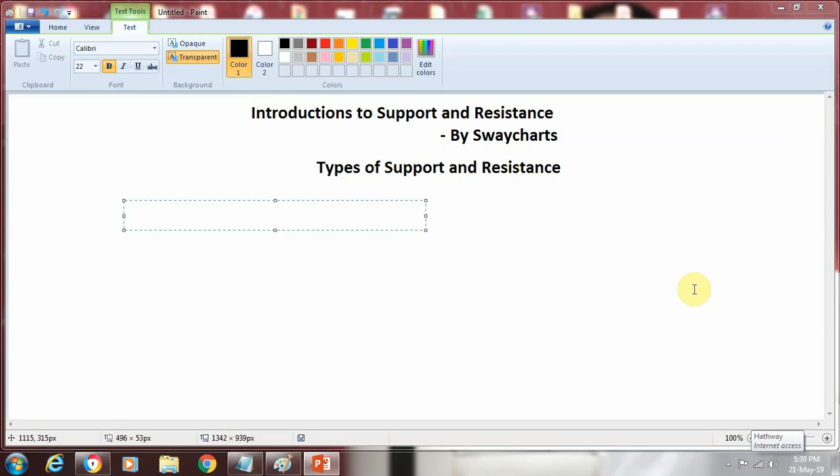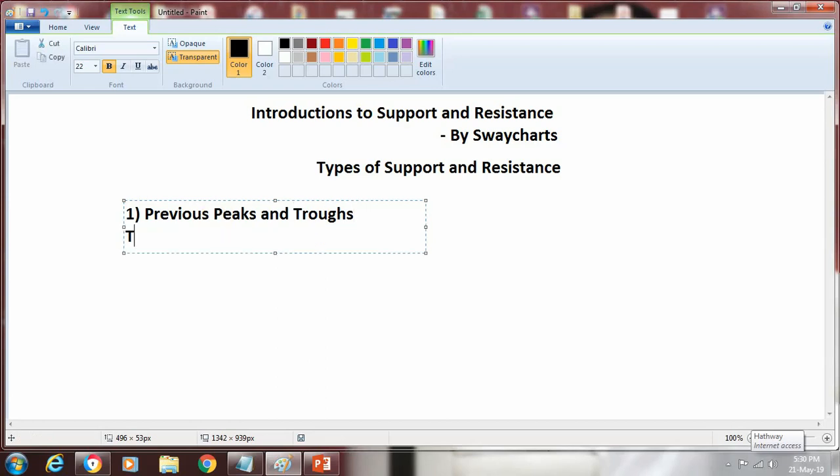Right? In this particular video, we are going to talk about the types of support and resistance. So let's see the first type. It's called the peaks or the troughs. These are going to be the first type of support and resistance, which is the previous peaks and troughs. This is also known as the tops and bottoms of the price, right? So this can be the previous tops and bottoms of the price.